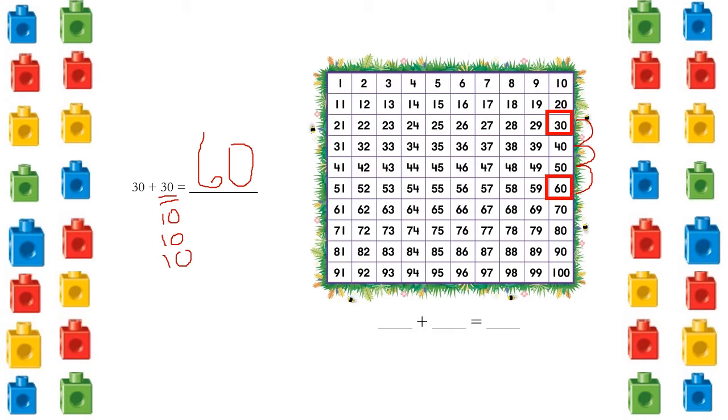Okay, so just remember that each row is 10. 34 plus 10 is 44. 56 plus 20, that's 2 tens, so it's 2 rows. Okay, 42 plus 40, that's 4 rows. 1, 2, 3, 4 is 82. Okay, let's do another one.